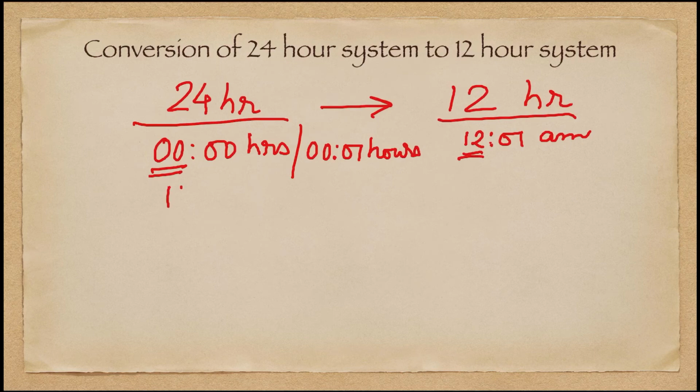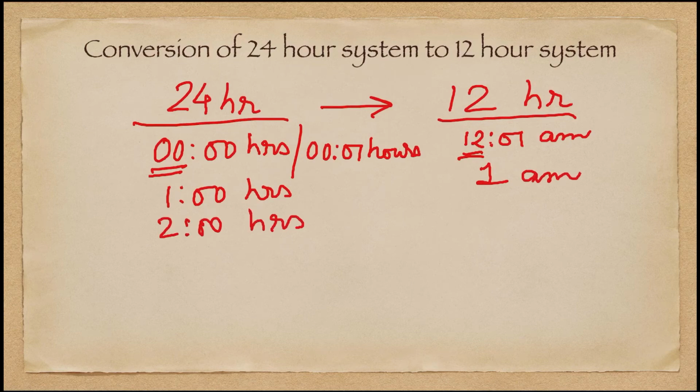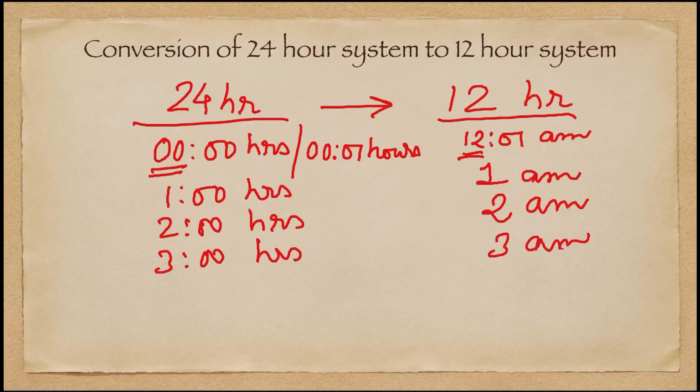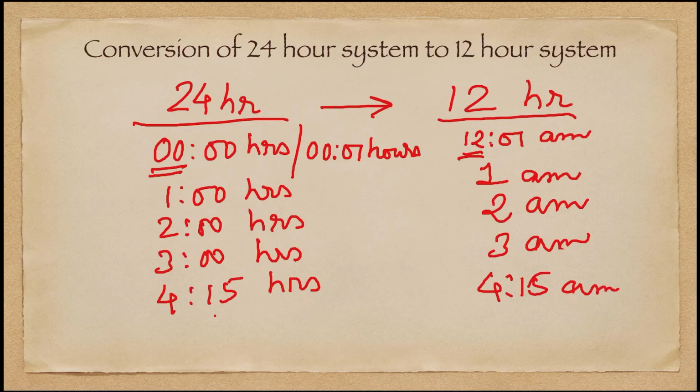Like that, 100 hours will be 1 AM. 200 hours, it will be 2 AM. 300 hours will be 3 AM. 415 hours, it will be 4:15 AM. Like this, it will continue.